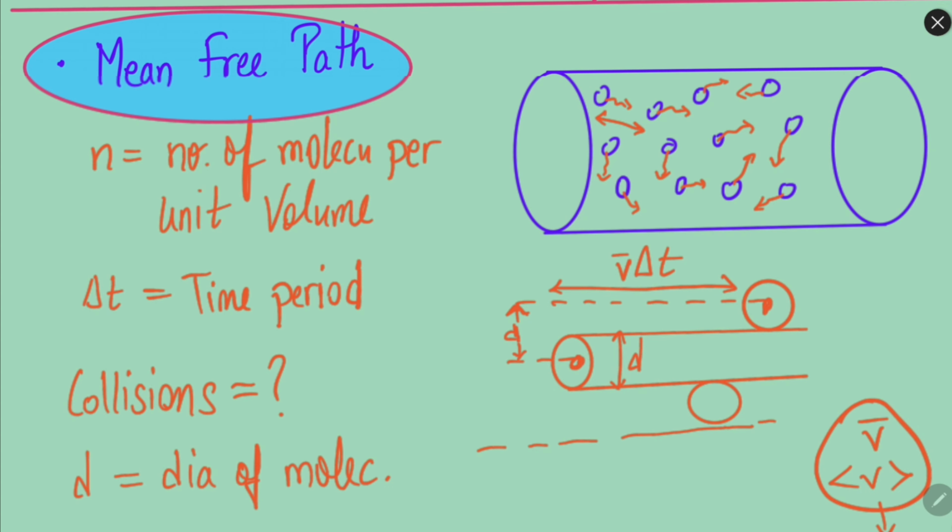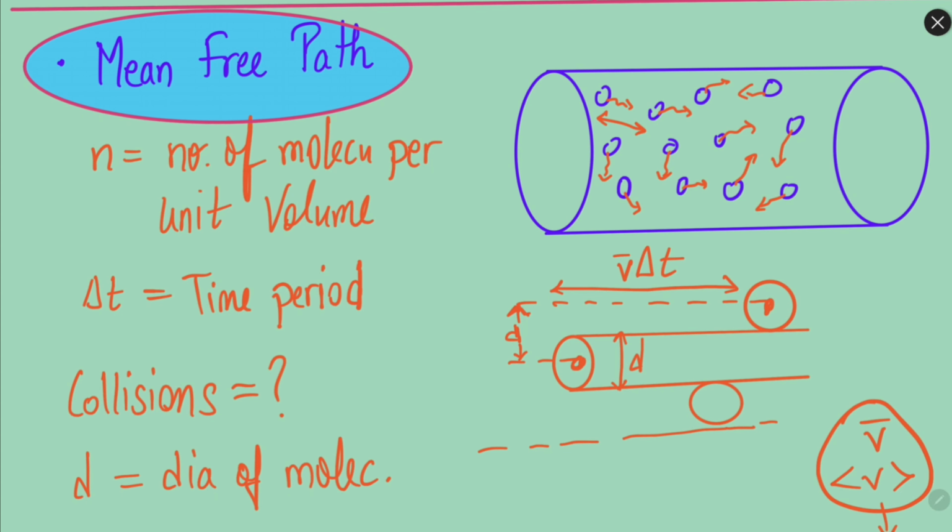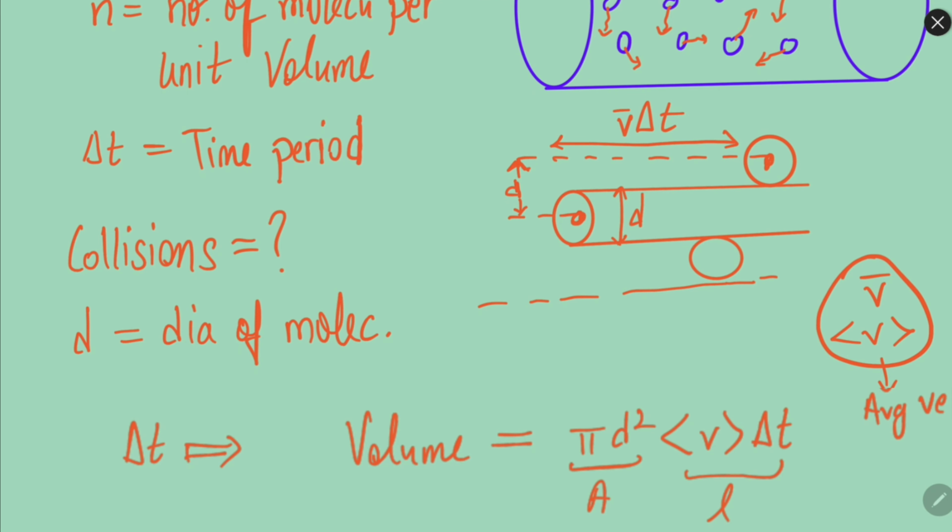Now let's discuss mean free path. Mean free path is the average path which the molecule or particle travels between 2 successive collisions. When they move, they collide with particles, so the mean path between 2 successive collisions is the mean free path. Let's say n is the number of molecules per unit volume, t is the time period between collisions, number of collisions we do not know, and d is the diameter of the molecule.